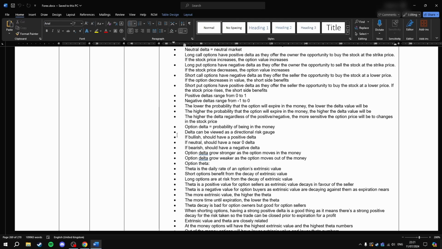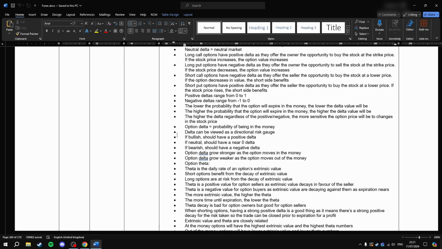Short call options have negative delta as they offer the seller the opportunity to buy the stock at a lower price. If the option decreases in value, the short side benefits. Short put options have positive delta as they offer the seller the opportunity to buy the stock at a lower price. If the stock price rises, the short side benefits.